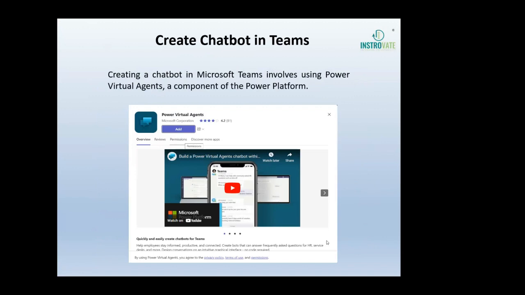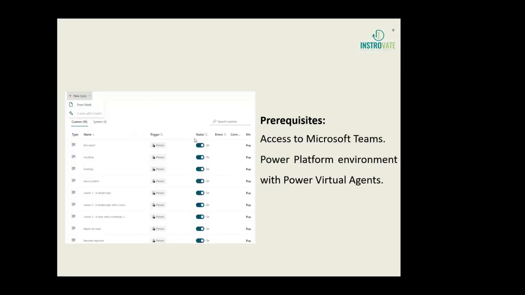Now, create chatbot in Teams. Creating a chatbot in Microsoft Teams involves using Power Virtual Agents, a component of Power Platform. When you are logged in to Teams, on the left hand side you will see three dots, and when you click on that, you will see the apps option. When you type Power Virtual Agents, you will find this option, and you just need to click on add, and now you can simply access Power Virtual Agents from Teams.